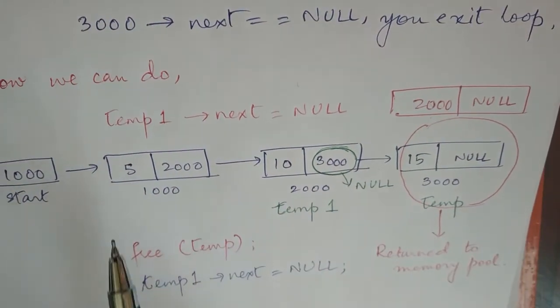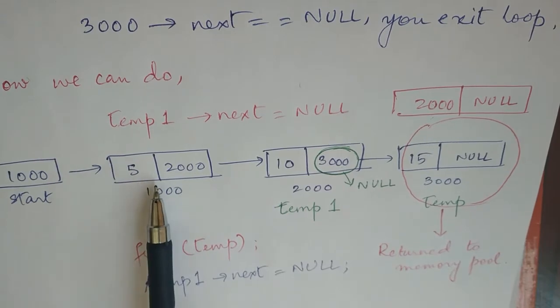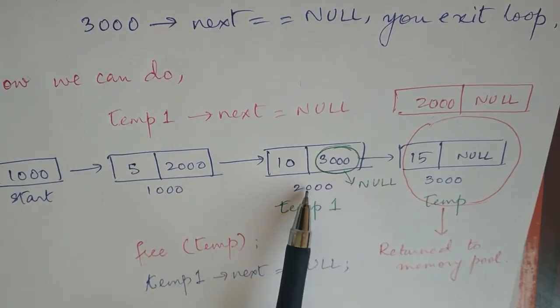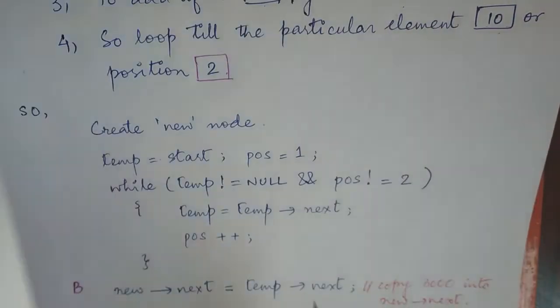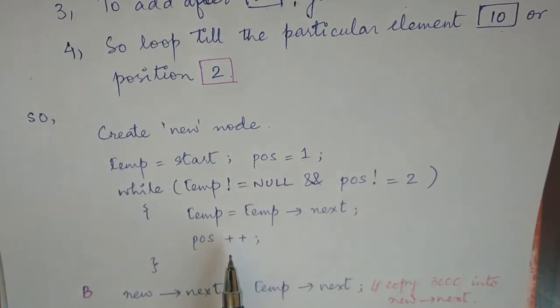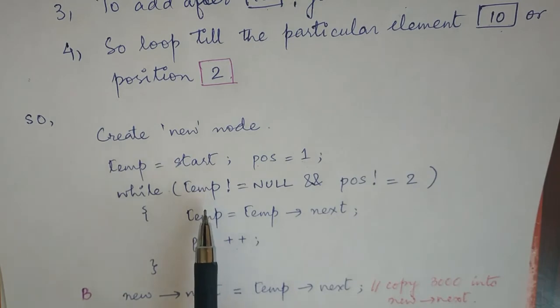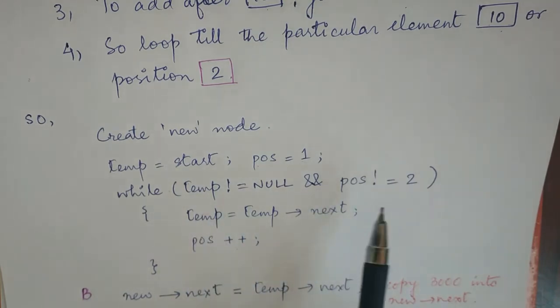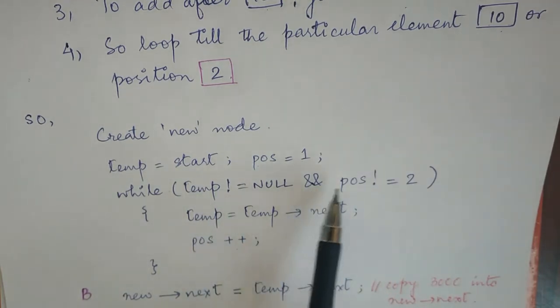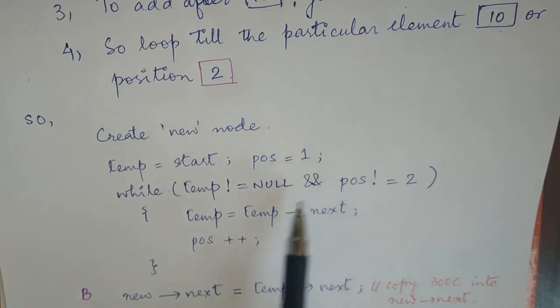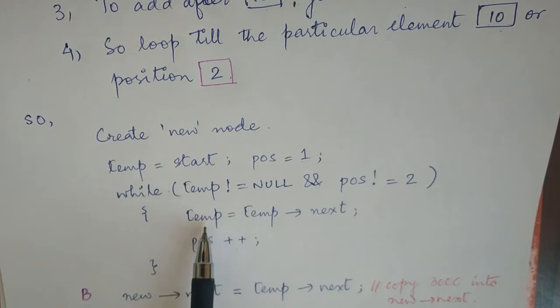So this is my position 1. I'll go inside the loop, temp changes to temp to next, and position is also incremented. So position also changes to 2. So when you come back here, your temp is not null, but your position is 2. So one of the two conditions of AND is false, so you come out. When you come out, what is the value that was in temp? It was 2000.